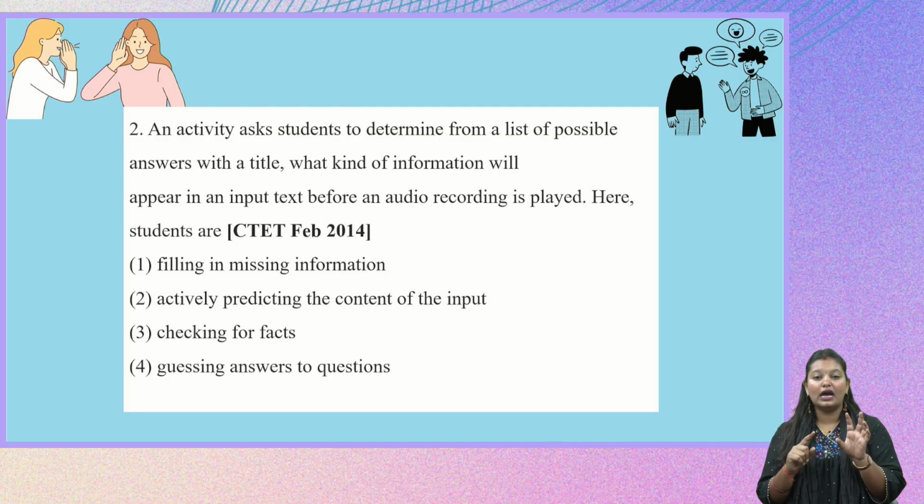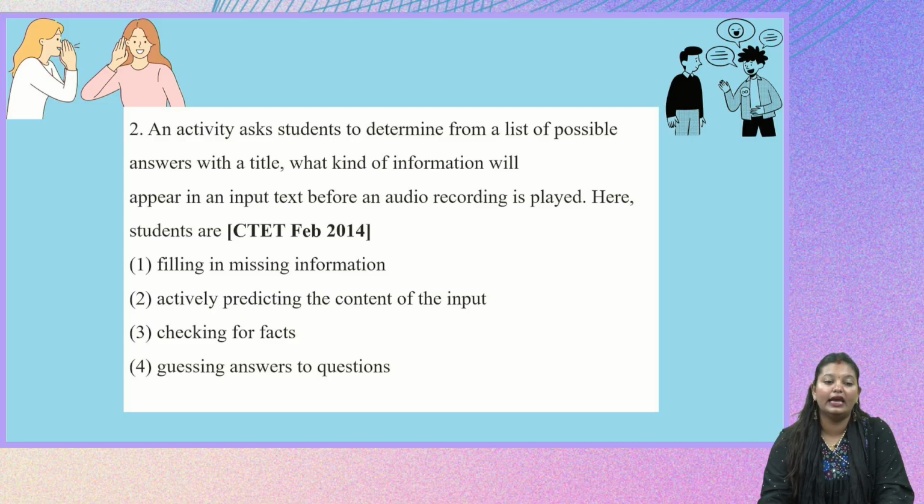So the students are to determine from a list of possible answers with a title what kind of information will appear in the input text before an audio recording is played. So all of this is happening before the audio is being played. They are just having a title and some of the information that will appear later on. So based on this, what can the child do?